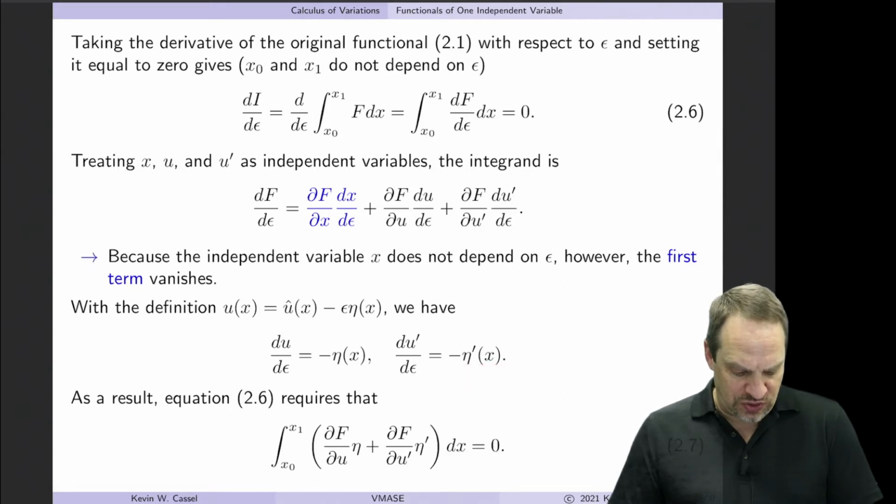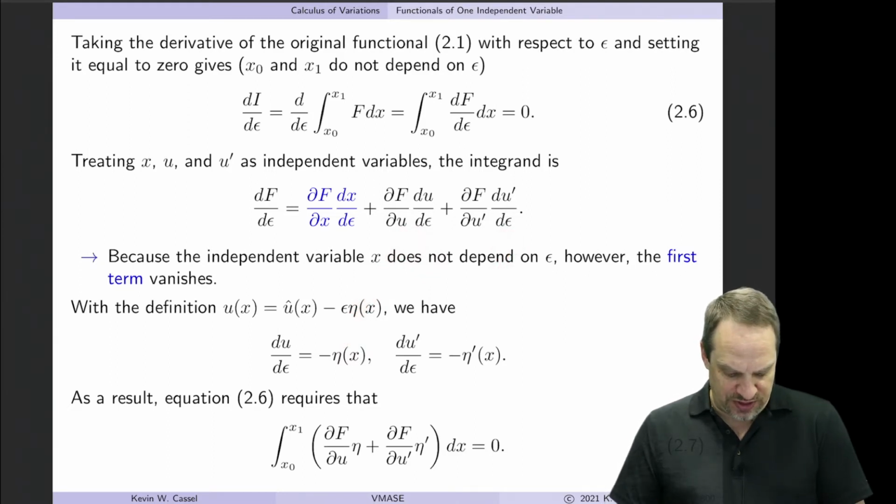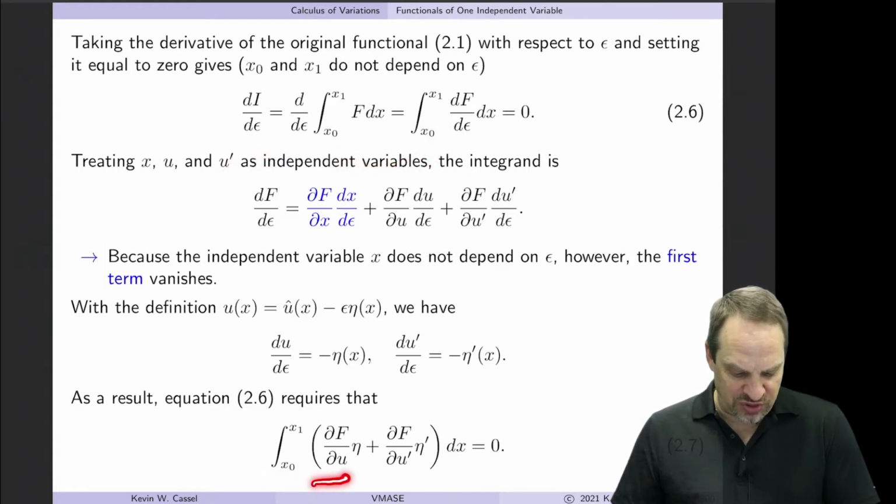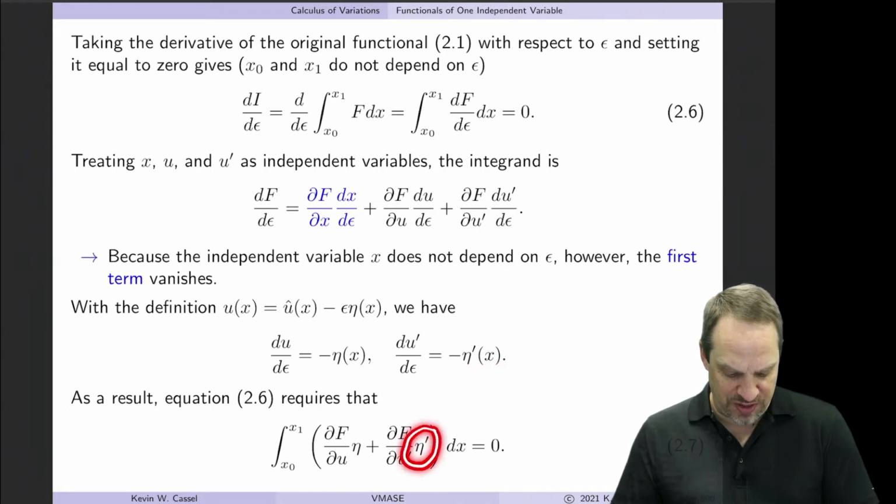All right, so now that goes in for du d epsilon, and this goes in for du prime d epsilon. If you do that, put it back inside the integral, then we have the integral from x0 to x1 of partial f partial u, that's from right here, times eta, that's the du d epsilon, plus partial f partial u prime, that's this partial f partial u prime here, and then the du prime d epsilon, well, that's minus eta prime. So minus eta prime there.